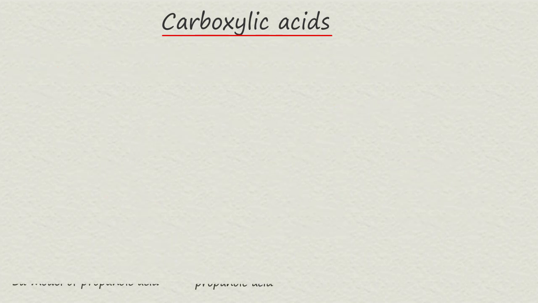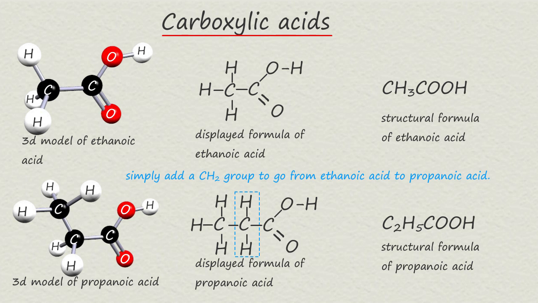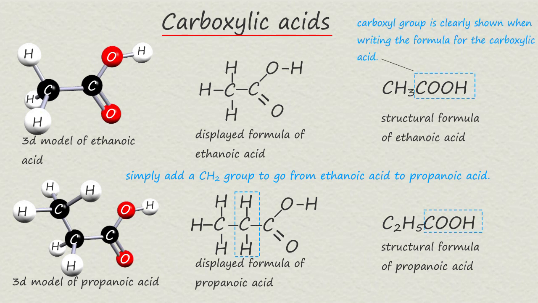The next two members of the carboxylic acid homologous series are ethanoic acid and propanoic acid. Now in going from ethanoic acid, which contains 2 carbon atoms, to propanoic acid, which contains 3 carbon atoms, it is simply a matter of adding a CH2 group. And again, when we write the formula for these 2 carboxylic acids, the carboxyl functional group should be clearly shown.